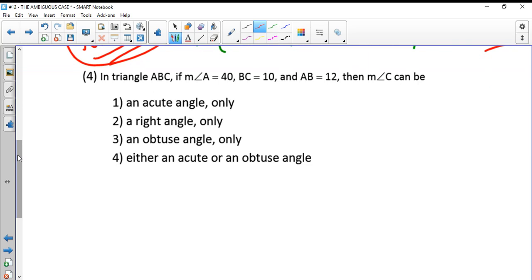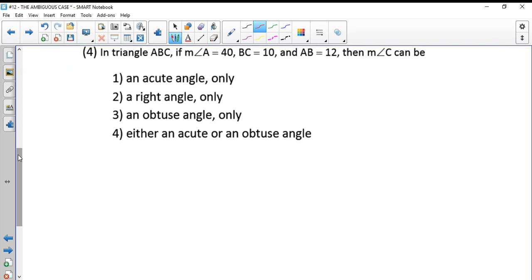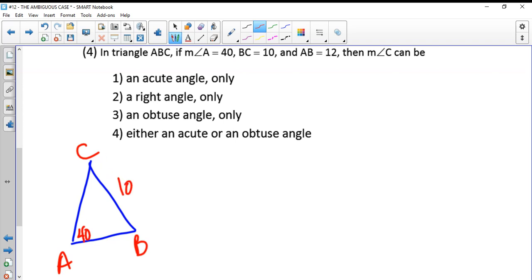Finally, working on to this last example. This actually was an Algebra 2 and Trig Regents question from years back. So in triangle ABC, so all right, that means I need to construct my triangle, and it's called ABC. If measure of angle A is 40, BC is 10, and AB is 12. Then the measure of angle C. So we are thinking about that one. Can be an acute angle only, a right angle only, an obtuse angle only, either an acute or obtuse angle.